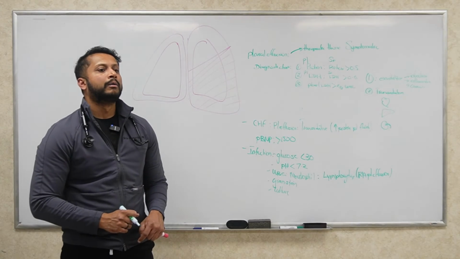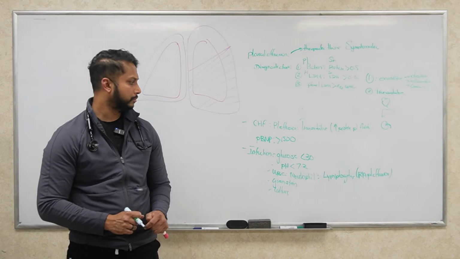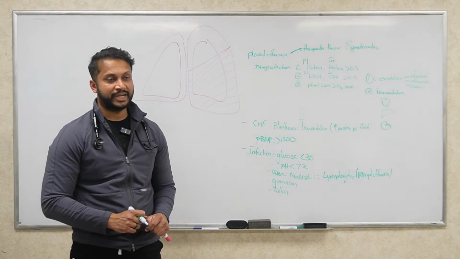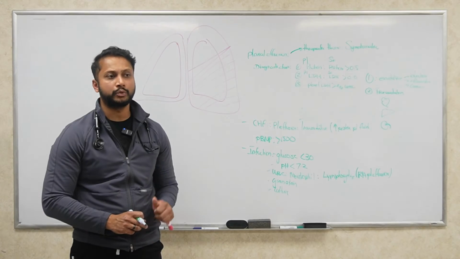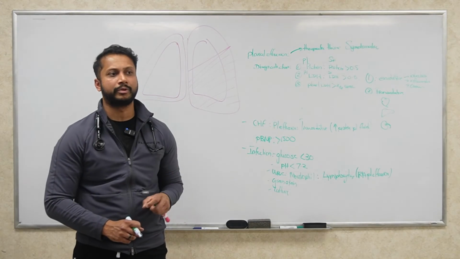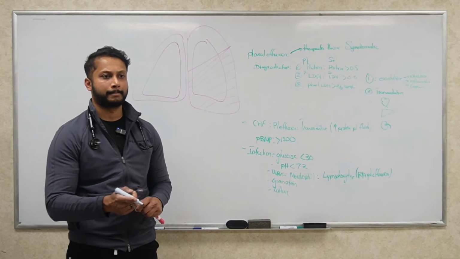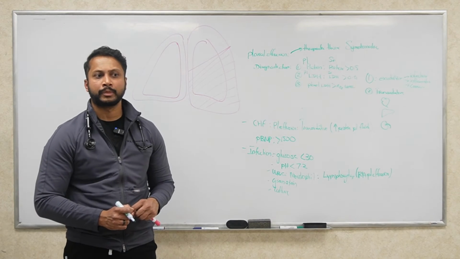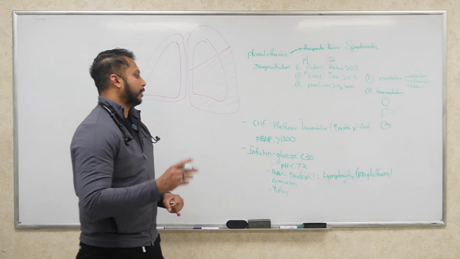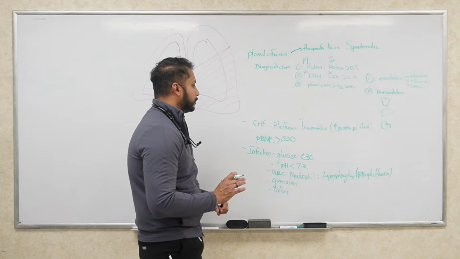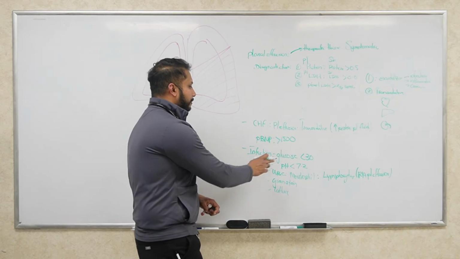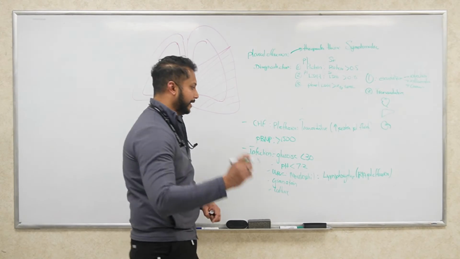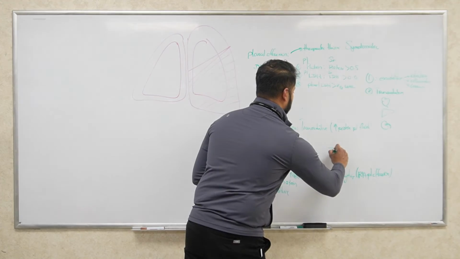So you need all three to say that it's an infectious process? Yes. You need a pH less than 7.2, a glucose less than 30, and a neutrophil predominance. I was going to say TB also goes lymphocytes. Very good. Another important thing that can also mimic this exact same picture is going to be tuberculosis. Okay?